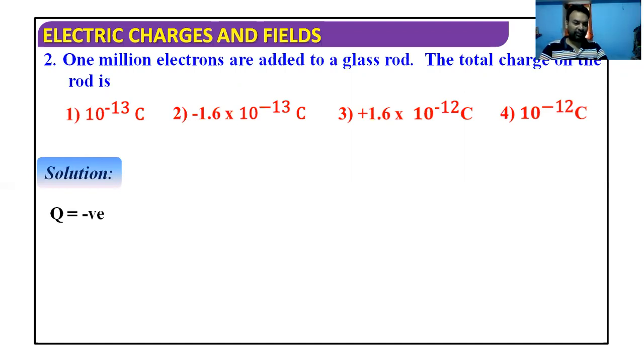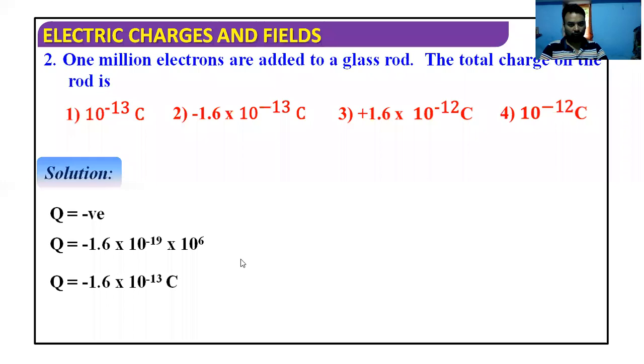When electrons are added, the glass rod will become negatively charged. So how much negative charge will be there on the glass rod after adding 1 million electrons? Take the charge on a single electron, which is minus 1.6 into 10 to power minus 19 coulomb, and this is 1 million, 10 to power 6. So the negative charge present on the glass rod is Q is equal to minus 1.6 into 10 raised to the power minus 13 coulomb. So which is the right option? So this is the right option.